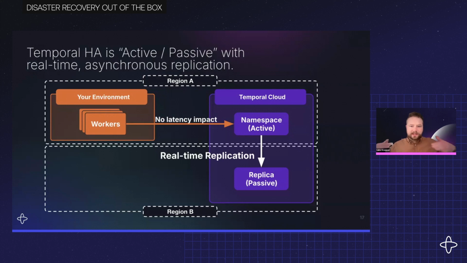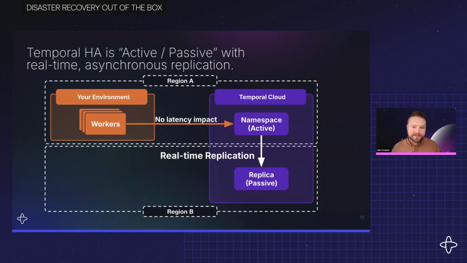So let's dig one level deeper. Temporal HA is active-passive. Your namespace is always active in one cloud region. The place where you put your replica, in standard terms, that's passive. And we replicate for you as a managed service in real time from your active to your passive, so that the passive always has an up-to-date copy of everything that's happening in your active region. We replicate using asynchronous replication.